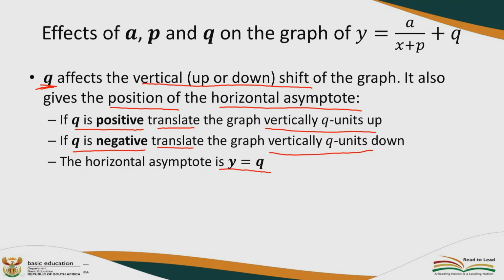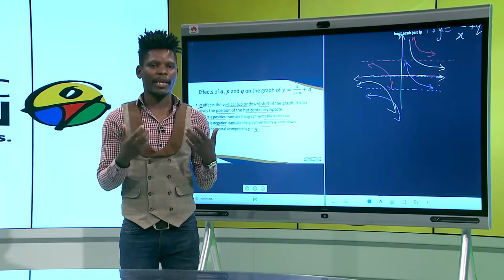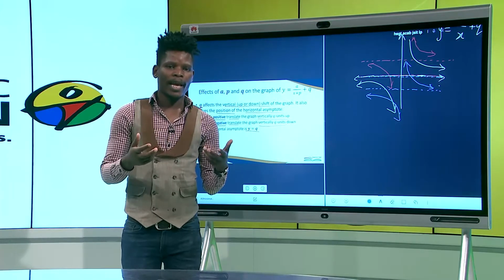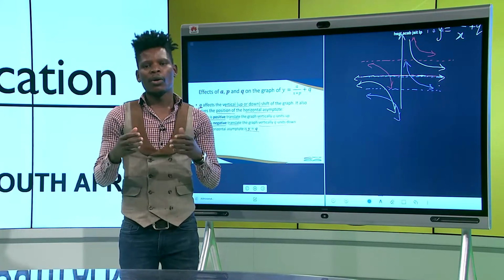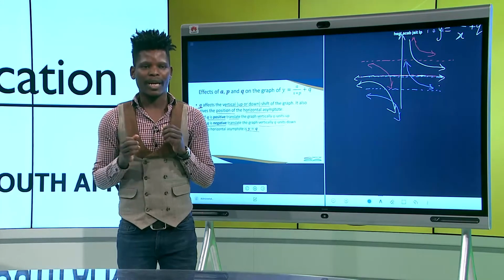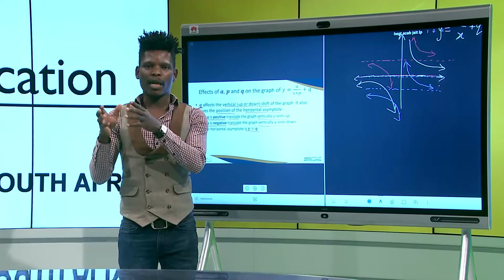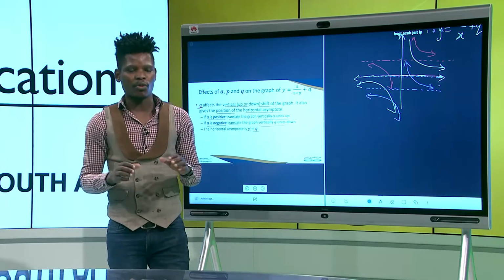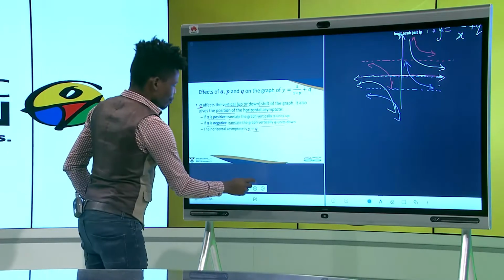Now, very important, when they ask you for the equation of the horizontal asymptote or the vertical asymptote, do not just write, let's say for instance, P was equal to 2 and your Q was equal to 1. Do not just write 1 or just write 2. You should write y equal to 2. You should write x equal to something because this is an equation. So you should write it as an equation. So that is very important.